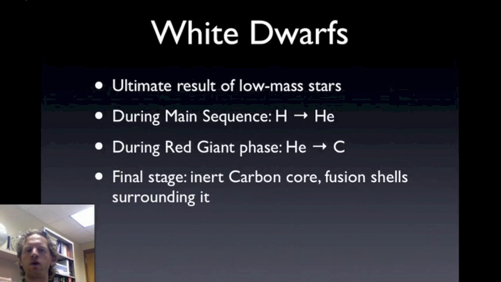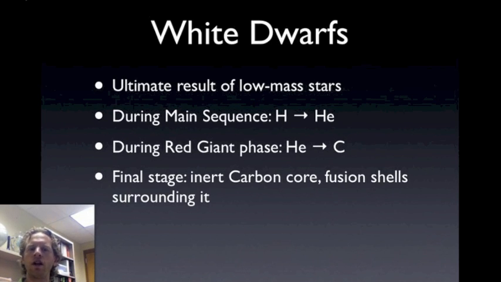So starting off with white dwarfs. This is what any low-mass star will produce. Anything similar in mass to the sun, a little bit more massive, a little bit less massive. During the main sequence of the star's lifetime, all that's going on at the core is taking hydrogen and converting it to helium. You take two protons and convert them to a nucleus with those two protons inside a helium. So it's nuclear fusion of hydrogen to helium.